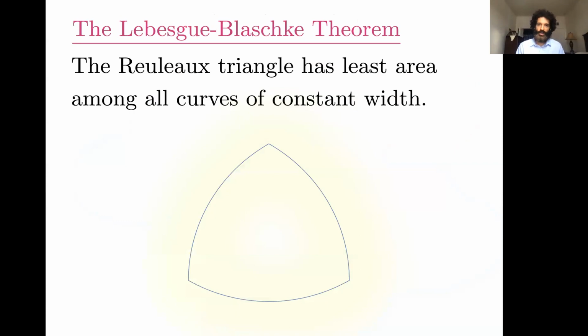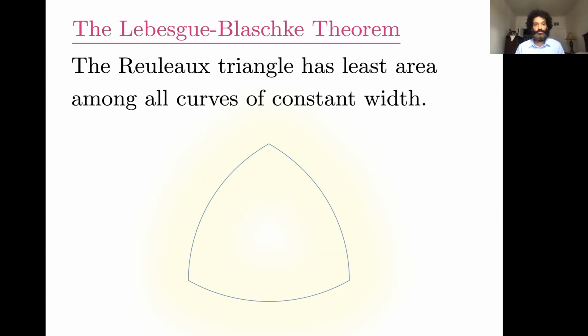Okay, it is quite a bit more tricky to find a minimizer. I mean, it's not even obvious that there is a minimizer, an area-minimizing shape among all curves of width 1. But it turns out that there is one, and this is the shape. It's actually even unique. It's uniquely minimizing. So the Reuleaux triangle, one of our examples we discussed below, has least area among all curves of constant width.